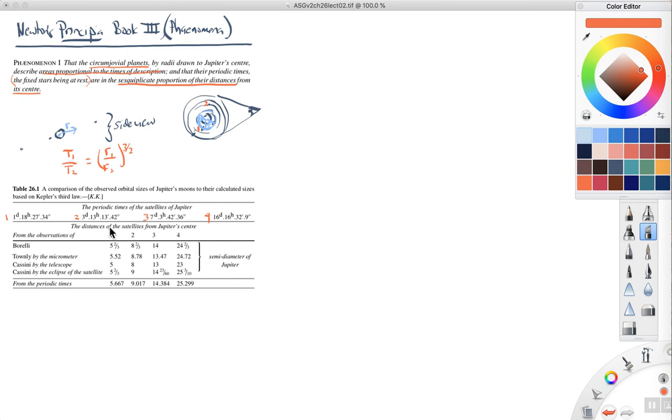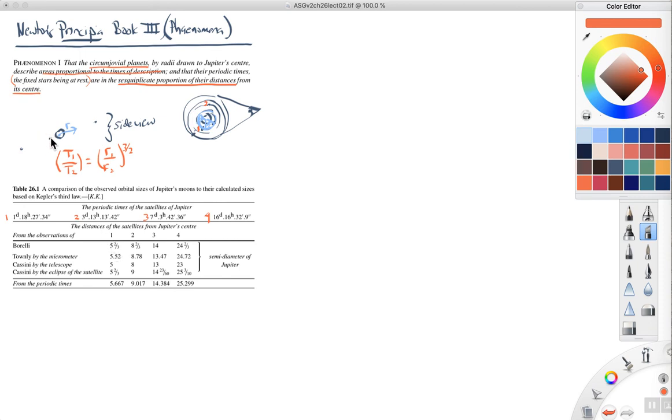Okay? Now, those are the periodic times, so we could compare any two of these times, for example, time 1 to time 2. And in this latter half of the table, what Newton is doing is presenting the most recent data on the distances of these satellites from Jupiter's center. So, for example, these are all measured in semi-diameters of Jupiter, or radii of Jupiter. So, for example, Borelli, this was a scientist, measured that moon number 1 gets up to 5 2/3 Jupiter radii from the center of Jupiter.